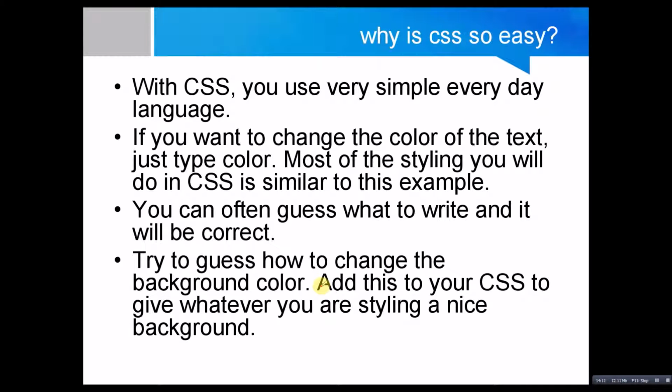So we've talked about why CSS is easy, really. We've already talked about this, but you use very simple everyday language. You know, if you want to change the colour of text, you just type colour. Most of it's the same. So whatever styling you want to do, you just type it, and then you type like the size of it or what colour or whatever. Like, try to guess how to change something to the background colour. You literally write background dash colour, colon, what colour, semicolon to end the line. Add this to CSS if you want to style a nice background.